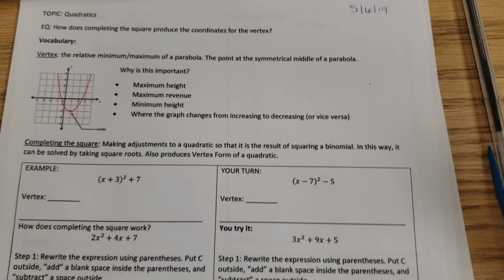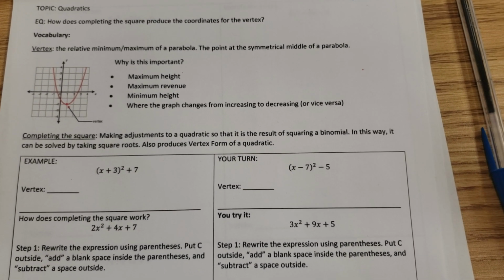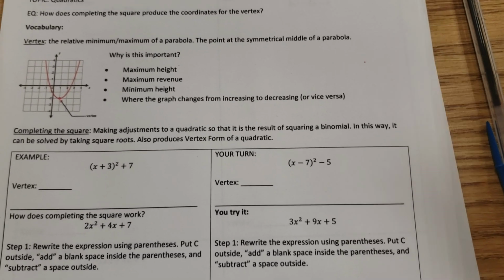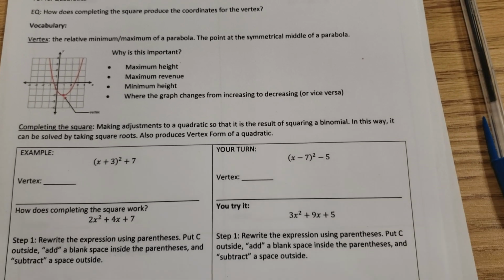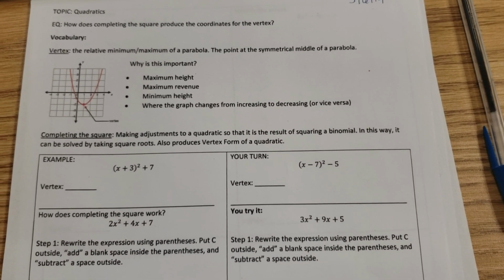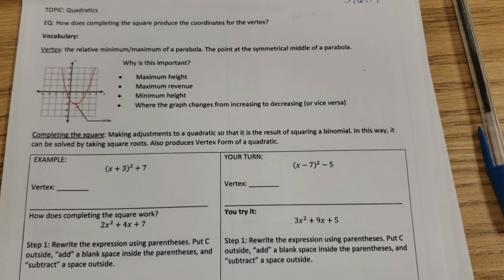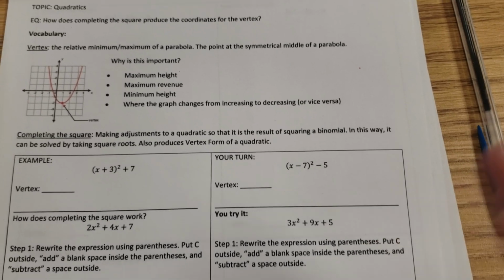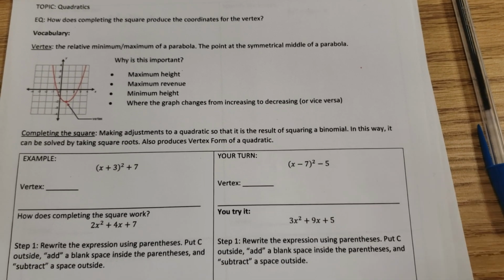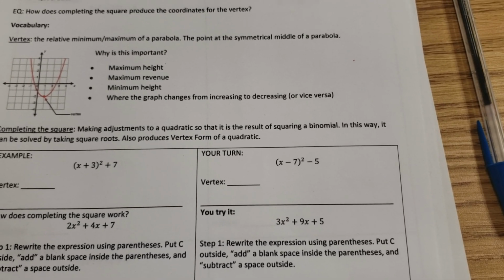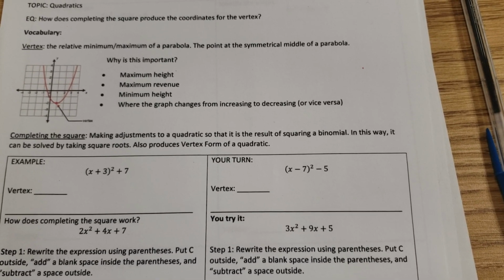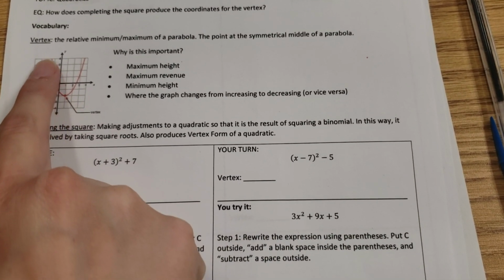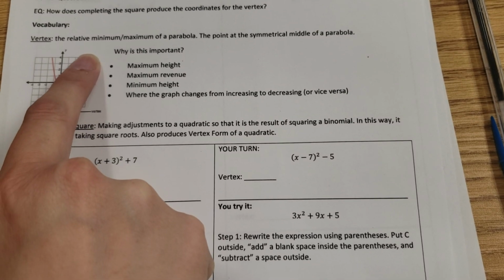So why is this important? When you are asked questions about, say, finding the maximum height or the maximum revenue, maximum profit, or the minimum height or minimum revenue or minimum cost, or anytime you're asked to find the maximum or minimum, what you're being asked to find is the vertex, because the y-coordinate of the vertex is going to be the maximum height or the minimum height or whatever it is you're looking for. It also happens to be the spot where the graph changes either from increasing to decreasing, or in this case, vice versa, it changes from decreasing and goes to increasing.